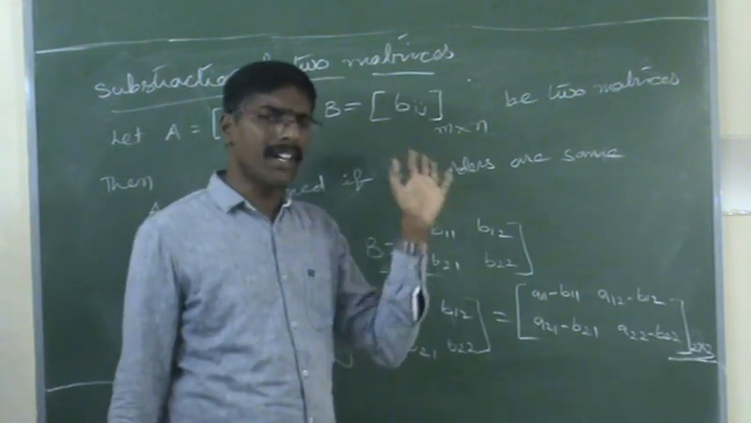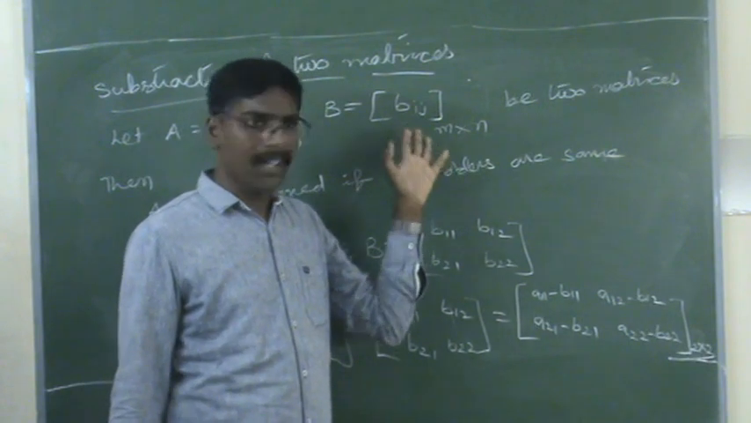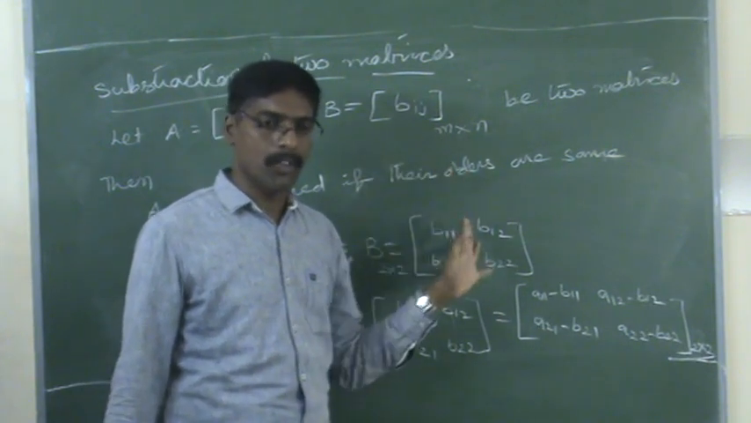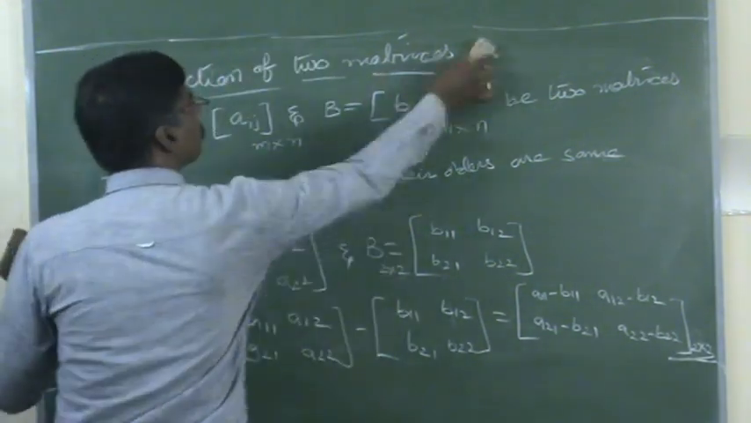Some of the students are saying the first example for addition of the two matrices is not clear. Now I will take one more example for addition of the two matrices. No need to worry. I will write it. Coming to the example problem.